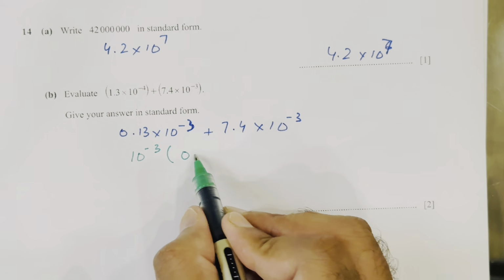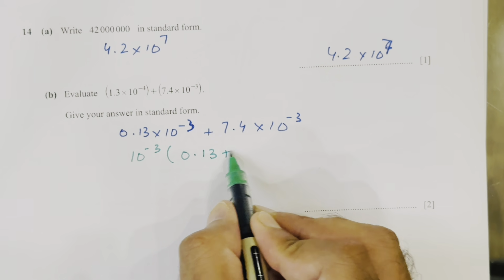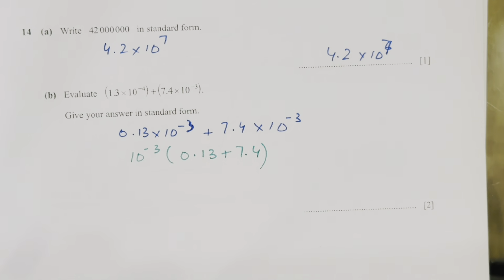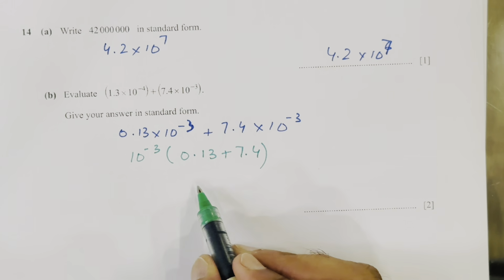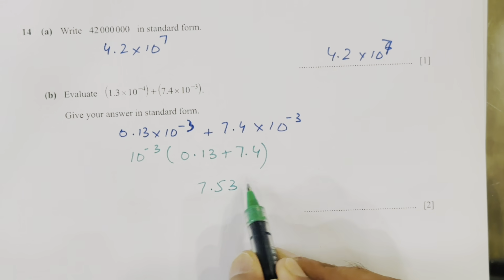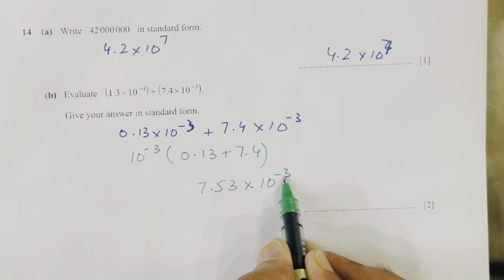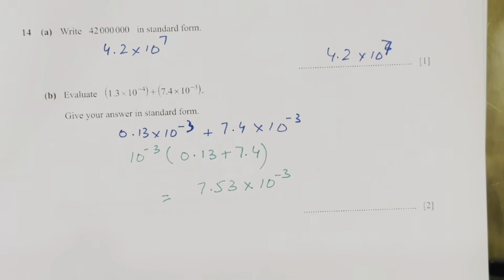You will be left with 0.13 plus 7.4. You're gonna add 0.13 into 7.4. You get the answer 7.53 into 10 raised to power minus 3. So this would be our answer.